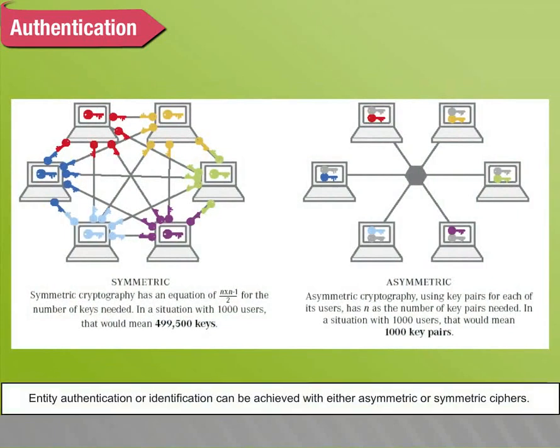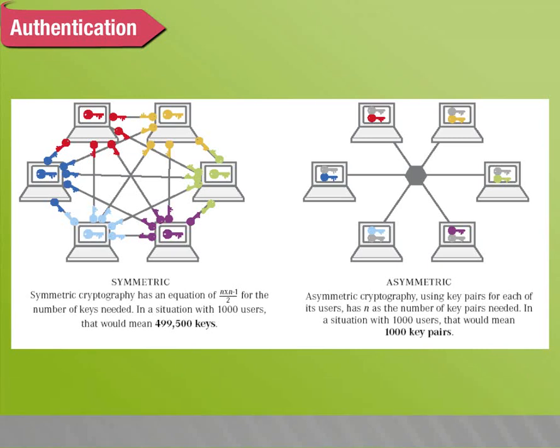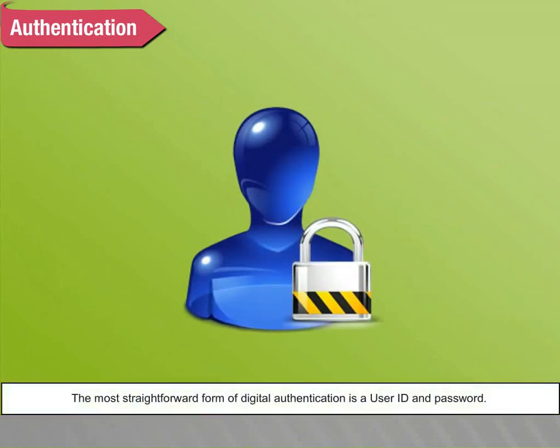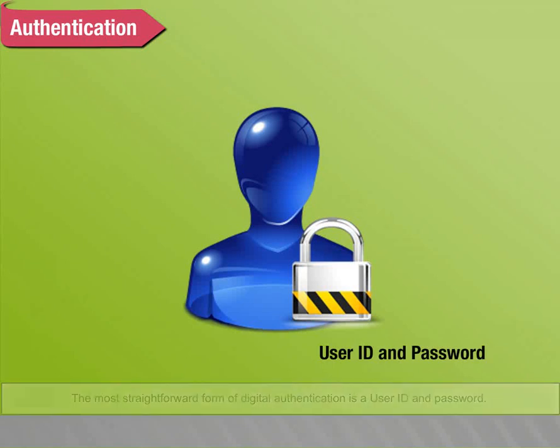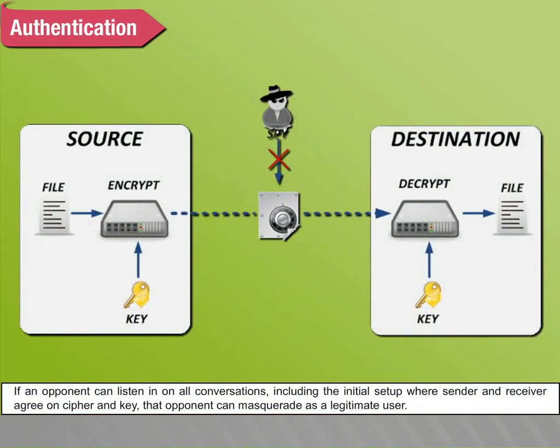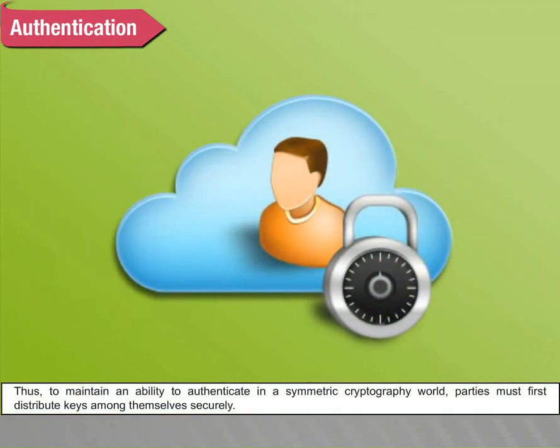Entity authentication or identification can be achieved with either asymmetric or symmetric ciphers. The most straightforward form of digital authentication is a user ID and password. If an opponent can listen in on all conversations, including the initial setup where sender and receiver agree on cipher and key, that opponent can masquerade as a legitimate user. Thus, to maintain an ability to authenticate in a symmetric cryptography world, parties must first distribute keys among themselves securely.